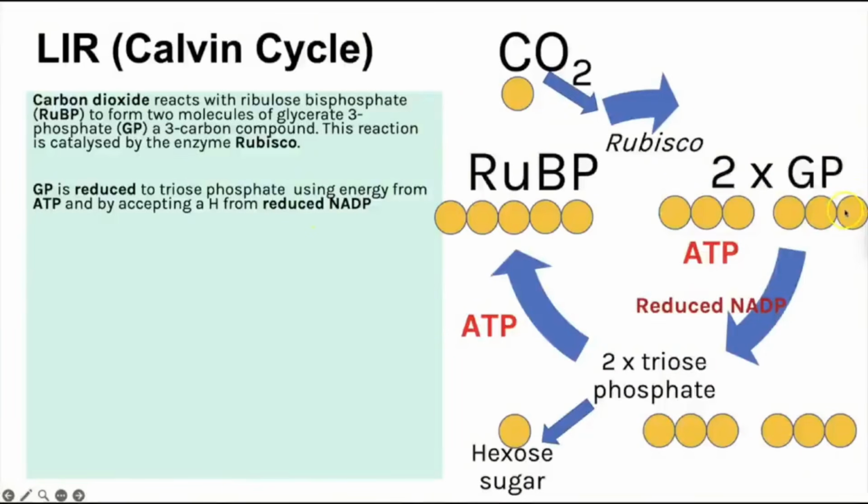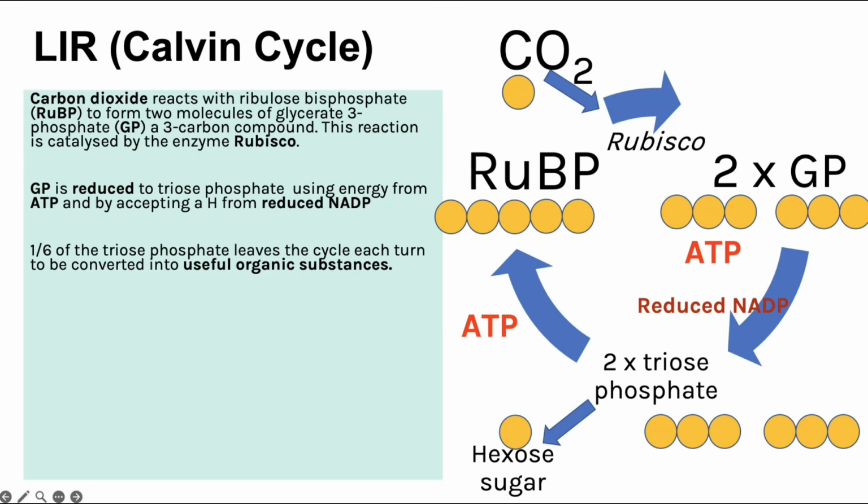Those 2 molecules of GP are then reduced to form 2 molecules of triose phosphate. So the way that they are reduced is using the reduced NADP. So the hydrogen from reduced NADP is gained by the GP molecules to reduce it. The ATP is hydrolyzed to provide the energy for that reduction.